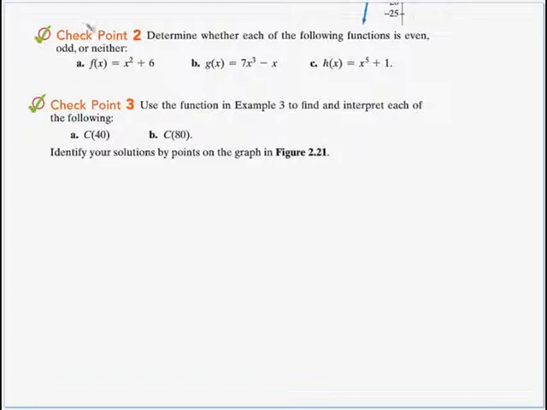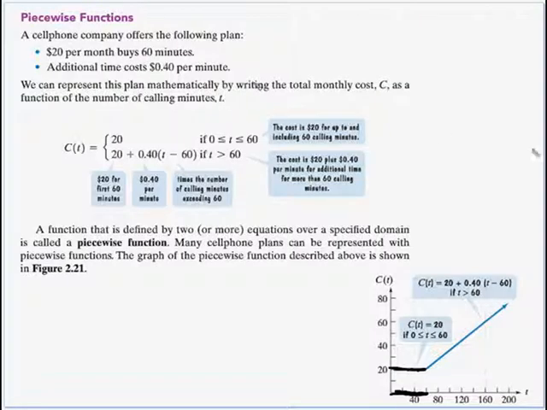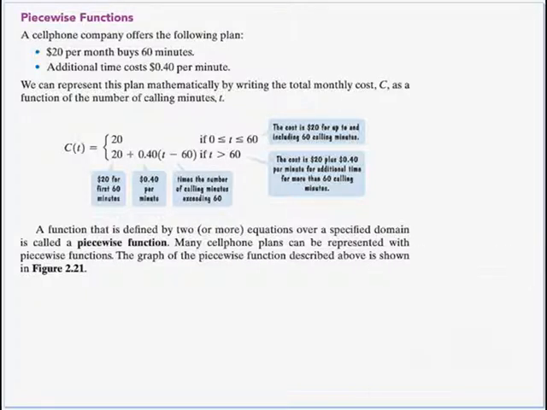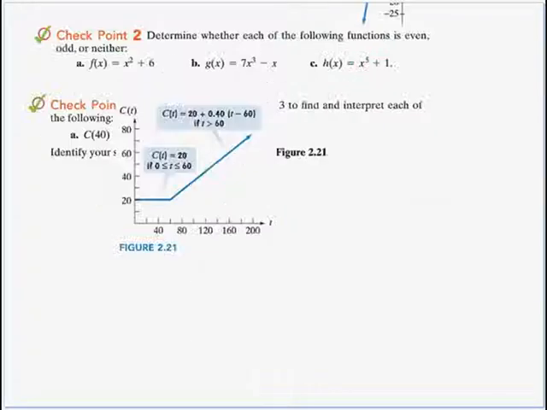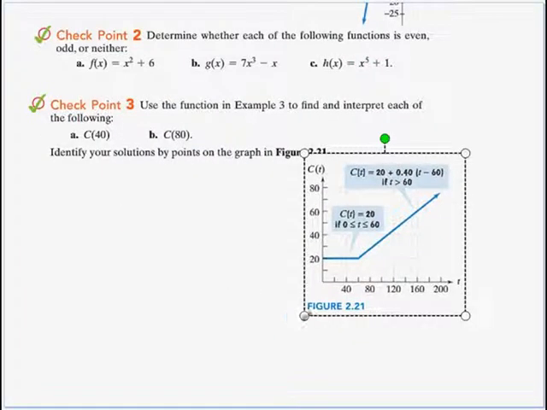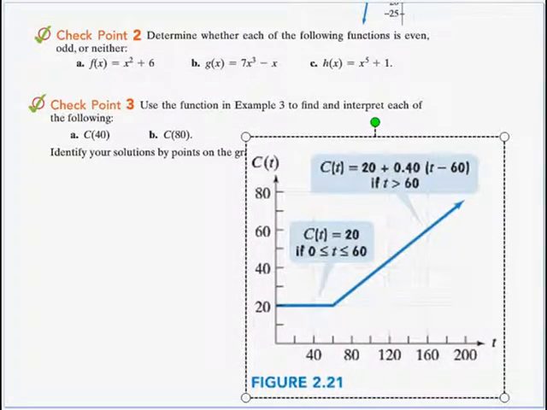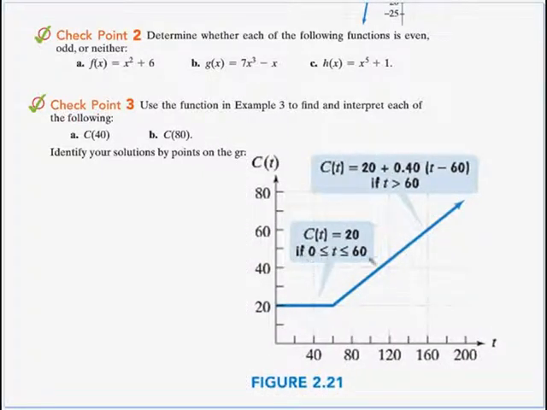The last one we have to refer back to this graph. Letter A, C of 40. Well, 40 is in between 0 and 60. If we follow 40 up, we're going to hit the flat part of the graph. So C of 40 equals 20. Remember, the first 60 minutes we're at a flat rate of 20 bucks. That falls within the range of the flat rate. So C of 40 is 20.